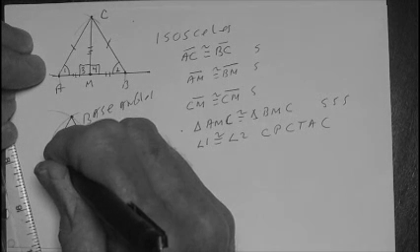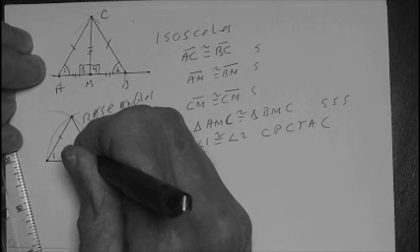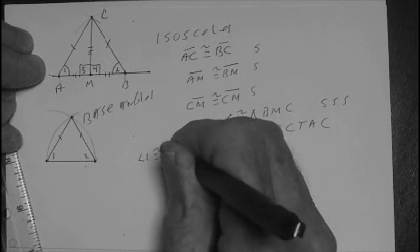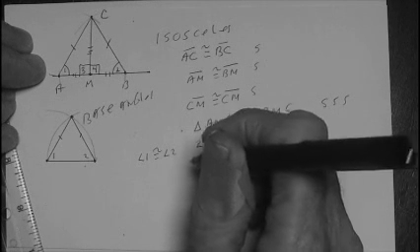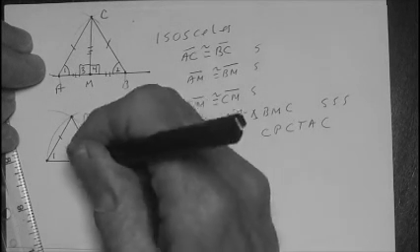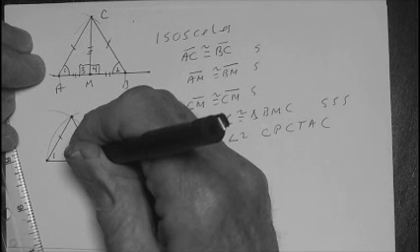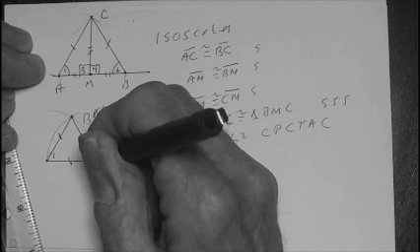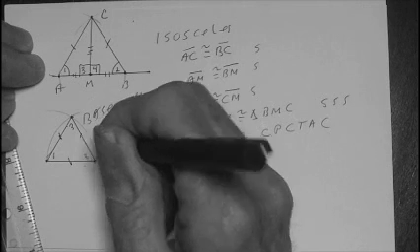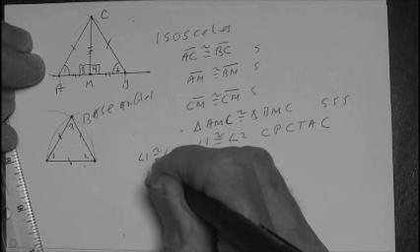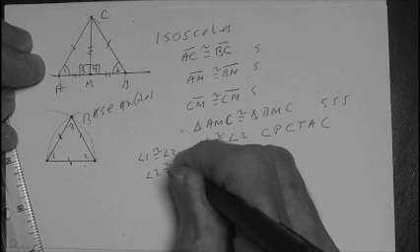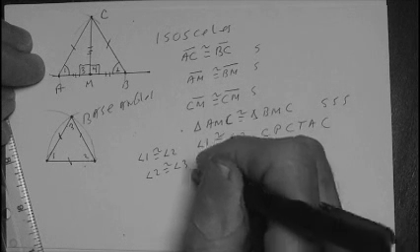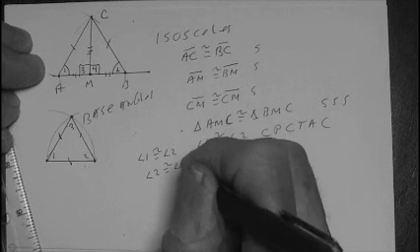And we know that the base angles of the isosceles triangle are equal to each other. So angle 1 would be congruent to angle 2 because they're base angles of an isosceles triangle. Well, likewise, this side here is the same as that side there, and that makes this an isosceles triangle. So angle 3 and angle 2 would also be equal. Angle 2 would be congruent to angle 3 because they are base angles of an isosceles triangle. That means all three of them are equal to each other.